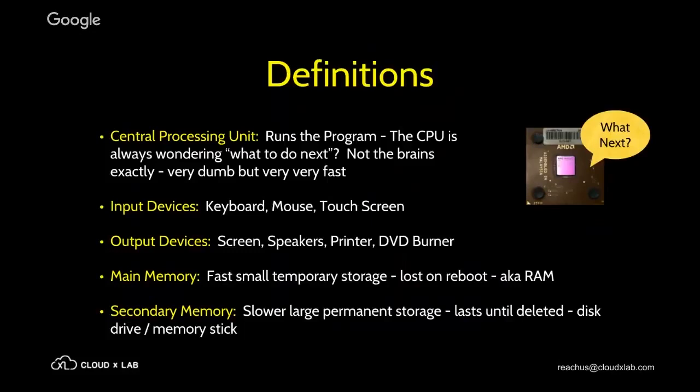Then there are input devices like keyboard, mouse, and touch screens. And output devices could be screens, speakers, printers, or DVD burners. And the main memory is basically RAM. But if you restart your computer, the main memory is reset to empty. Therefore, you have secondary memories. It is slower but permanent. Unless you delete something, things stay in the storage even if you reboot your computer.